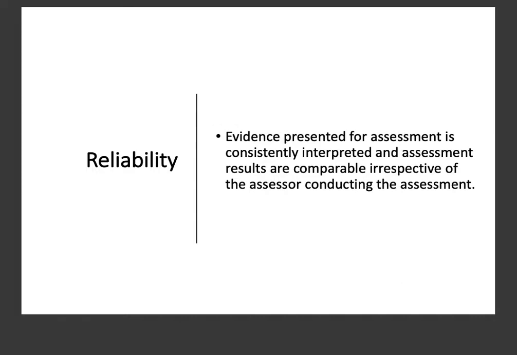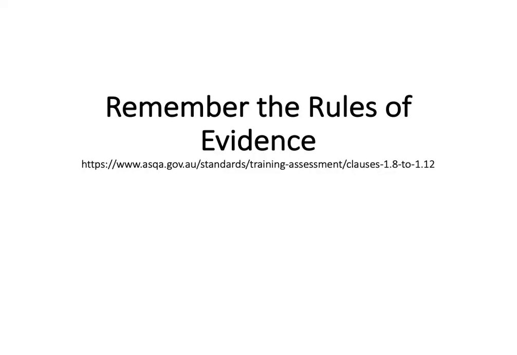Reliability. Evidence presented for assessment is consistently interpreted, and assessment results are comparable irrespective of the assessor conducting the assessment. So that means if Assessor A went and assessed a person and got a certain outcome, and Assessor B went and assessed a person and got a certain outcome, they really should be the same irrespective of the assessor.